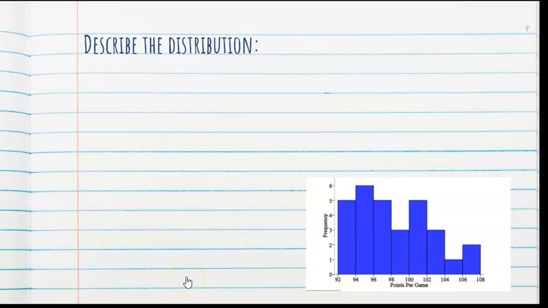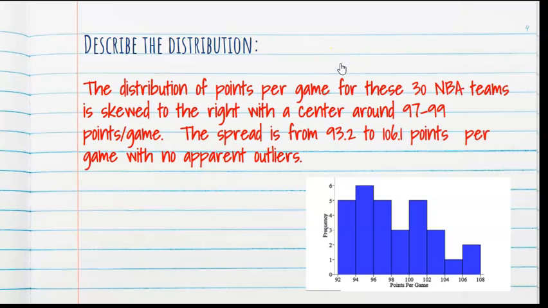Now the second part of the question said to describe the distribution. So I've just copied the histogram here so we can use it to reference as we write our few sentences using the SOCS acronym. All right? So here's the model answer for you.